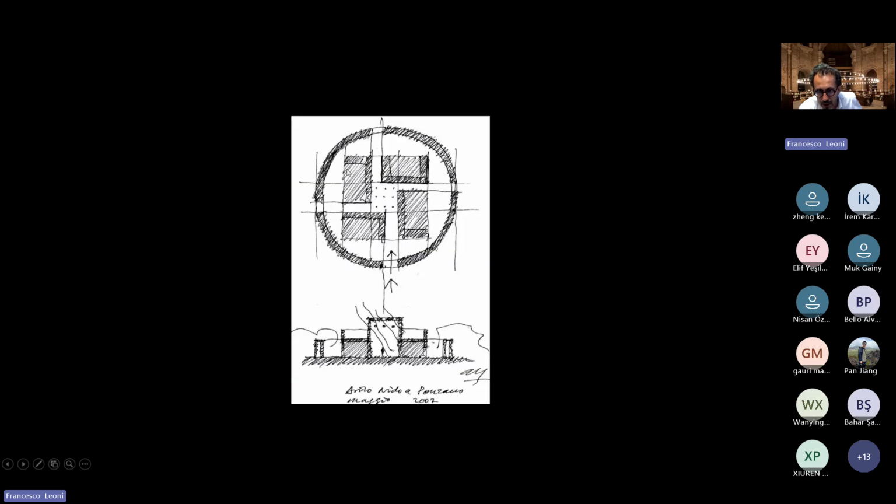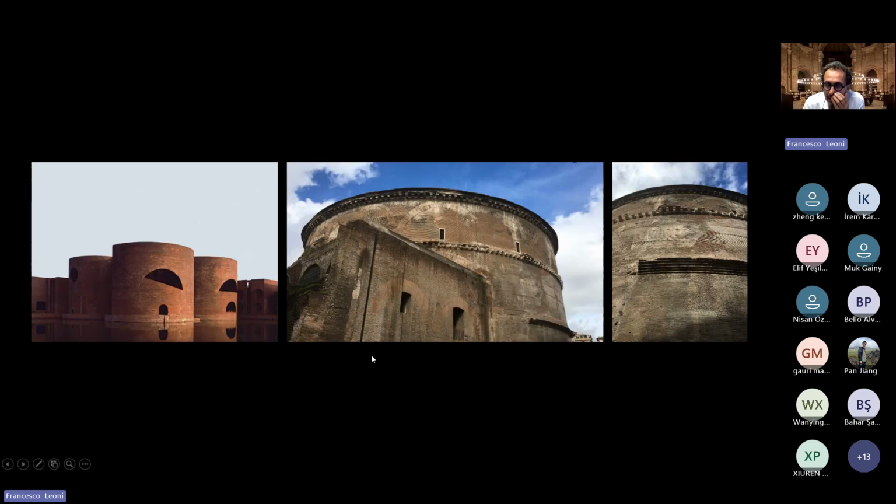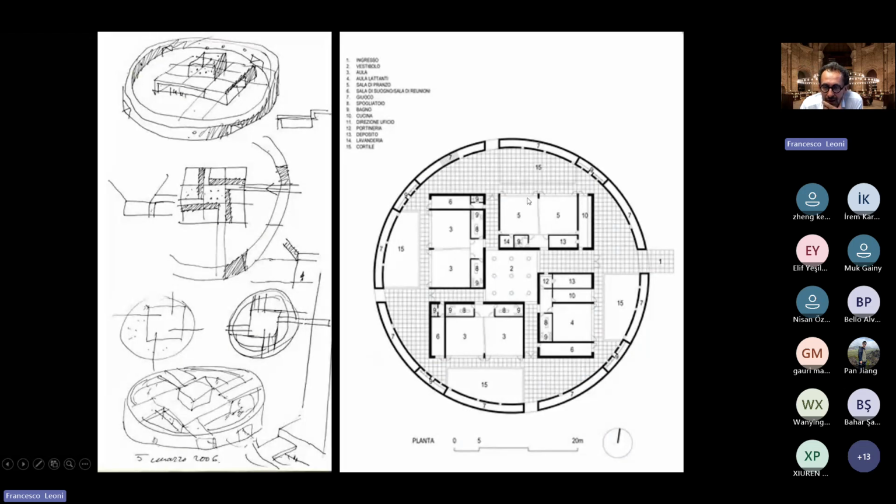This is a nursery, not a primary school, sorry, a nursery from Alberto Campo Baeza with, again, a circular boundary and a kind of core in the middle, exactly like the Maritime Theater. And here you can see the building erected, still there, even nowadays. And here you can see the plan. Isn't it closer to the Maritime Theater?